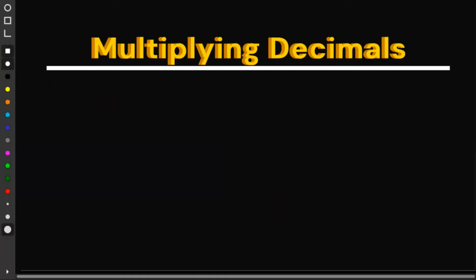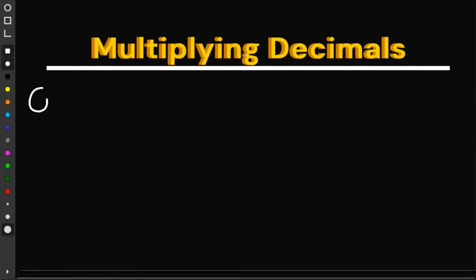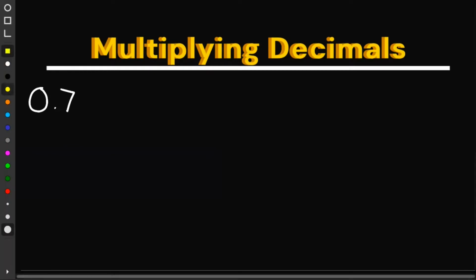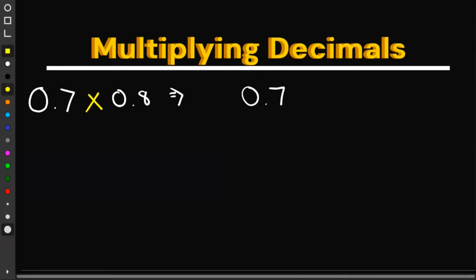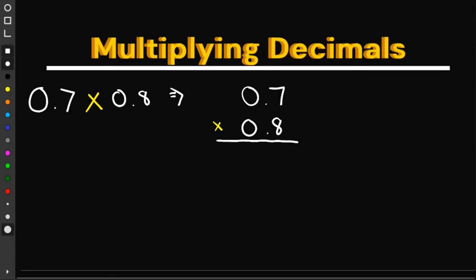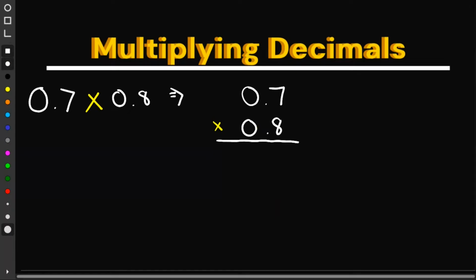Let us try another example. If we have 0.7 times 0.8, we can write this one as 0.7 times 0.8. So again, if we treat these two numbers as whole numbers, we simply have 8 times 7, or that is 56.